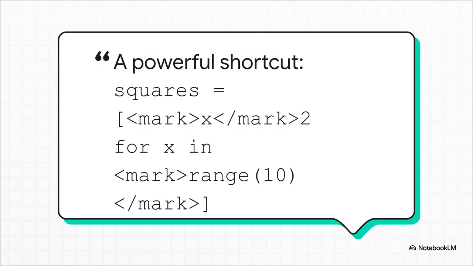Oh, and check this out, a really powerful shortcut called list comprehensions. Instead of writing a big multi-line loop just to build a list, you can do it all in one clean, super readable line. This little snippet here creates a list of the first 10 square numbers, just like that. This kind of concise, elegant code is exactly what people mean when they say something is Pythonic.